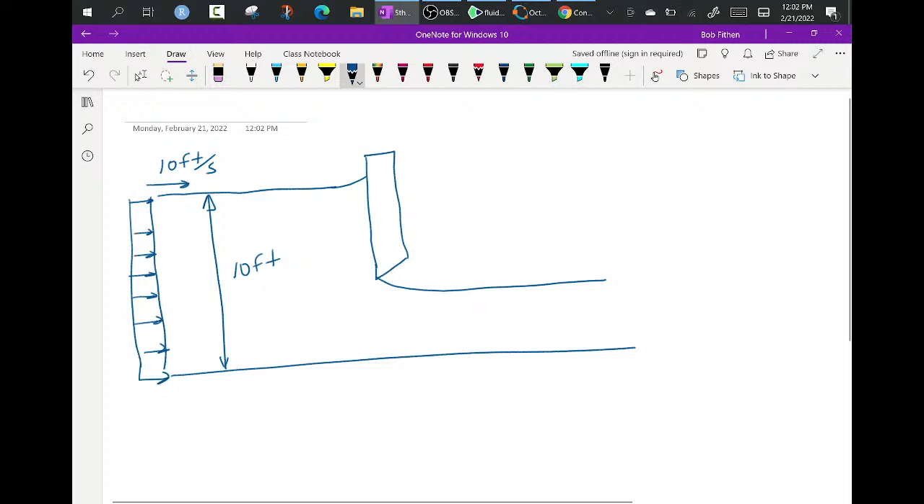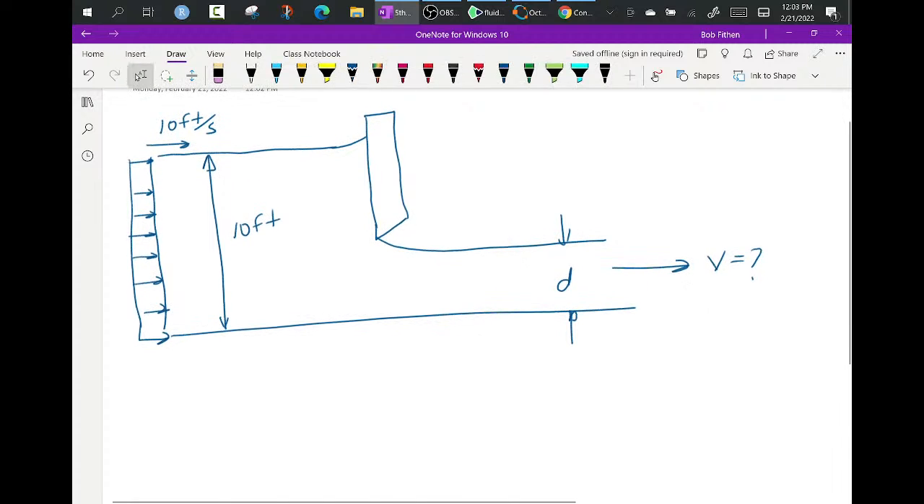So here's the water. It's coming out at a certain speed, and it's coming out at a certain depth, which I'll just call D. What is the depth? And what is the speed? So the way we'll do this is we'll start at some location here, we'll end up at some location here, and we're going to assume no losses. We'll talk about that in a second.